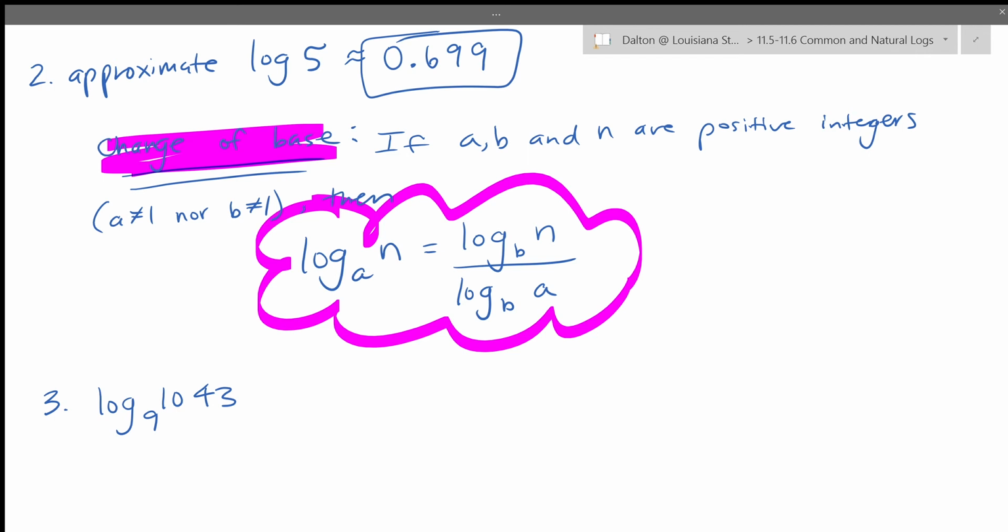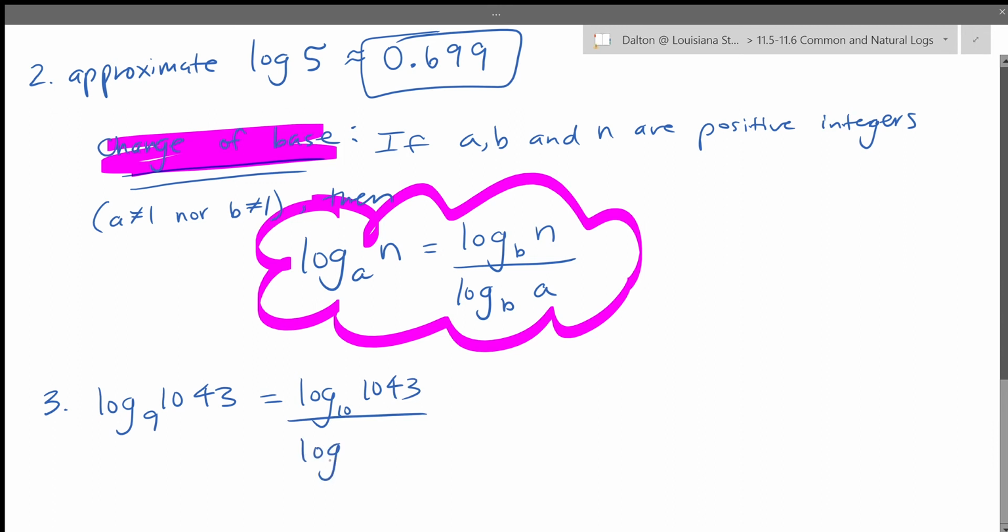So log base 9 of 1043, if I follow this equation, it doesn't really matter what b is as long as b is not 1. So essentially I can make my base anything. So let's make this base 10. Let me do log base 10 of n, the big number 1043, divided by log base 10 of a, where the bases have to match and a is the original base. N is the original big number. So log base 10 of 9. And then, of course, we don't have to write base 10.